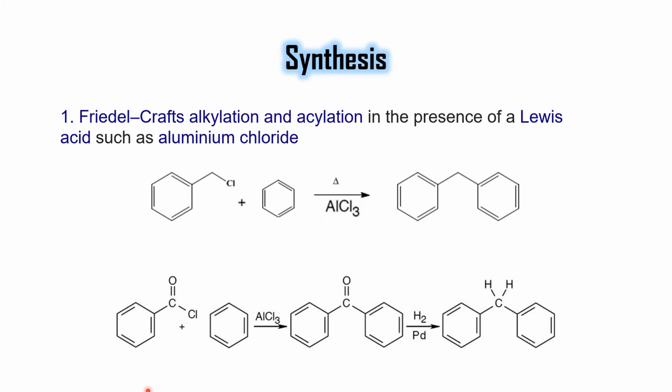Elimination of HCl can give us diphenylmethane. Similarly, we can take benzoyl chloride. So benzoyl chloride now consists of benzene ring and COCl. So when you react it with benzene, there will be formation of benzophenone first. And after reduction of this, loss of oxygen, addition of two hydrogens can give us diphenylmethane.